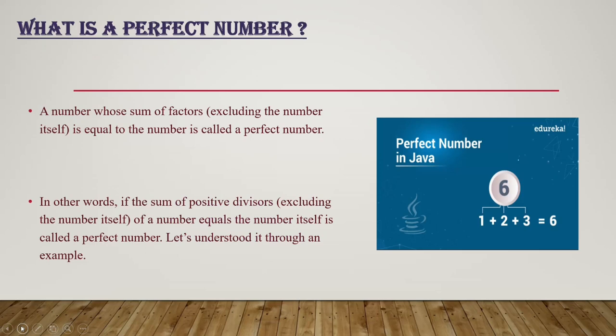Let's take 6. 6 is divisible by 1, 2, 3 and 6. The sum of all divisors of 6 excluding the 6 is equal to 6. That is 1 plus 2 plus 3 is equal to 6. Therefore, 6 is a perfect number.